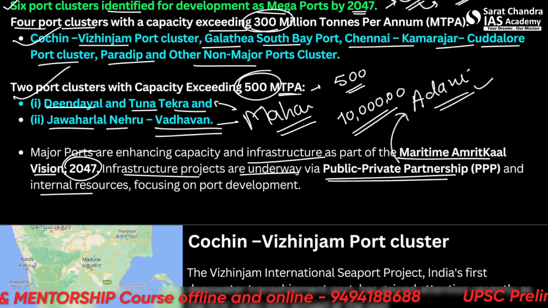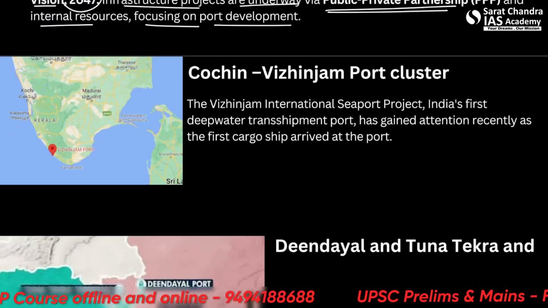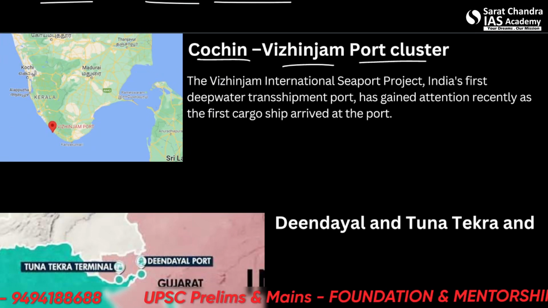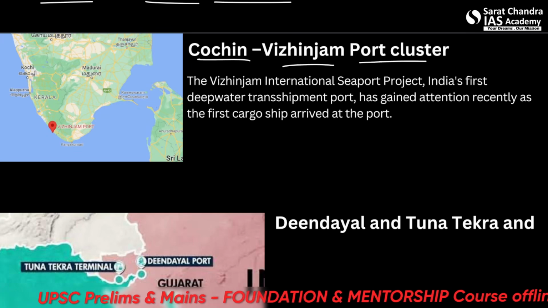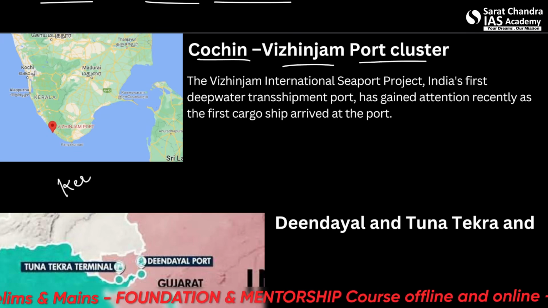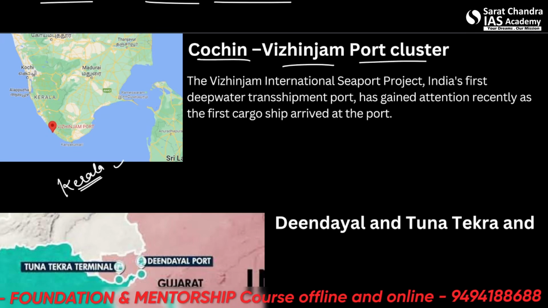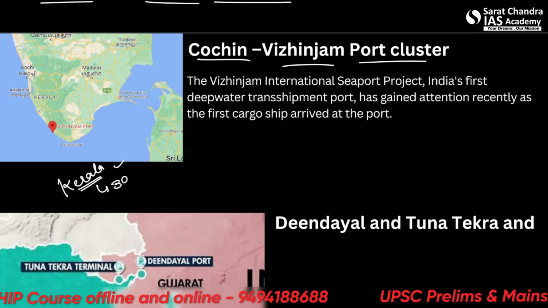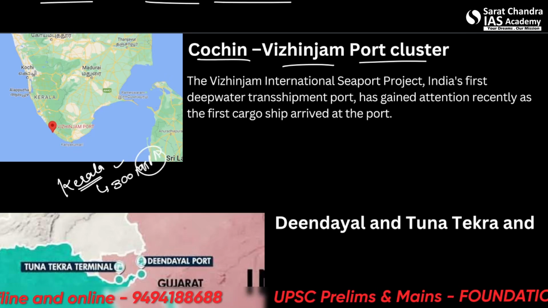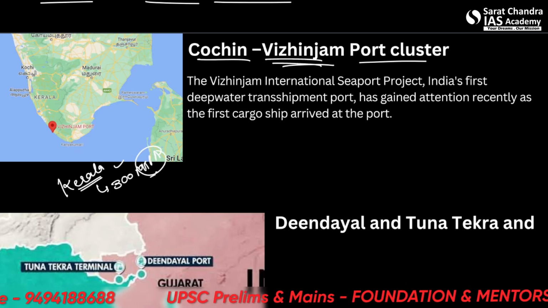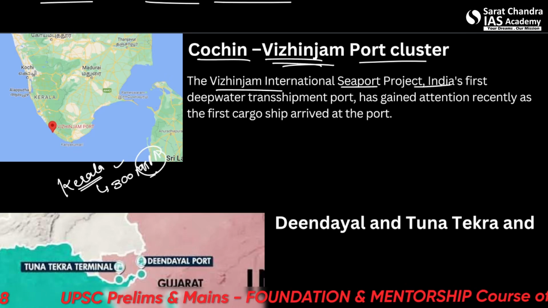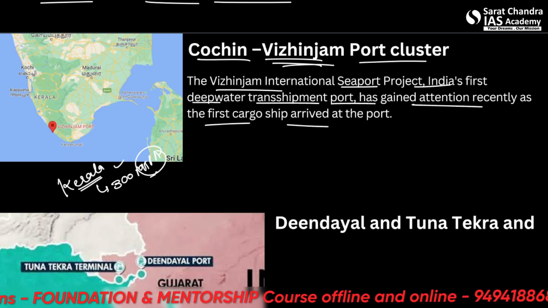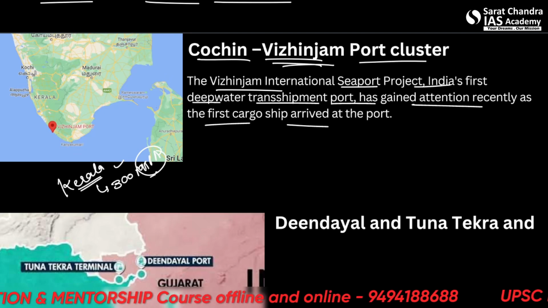Now talking about the internal resources, they are focusing on port development. So the first port system we see here is the Cochin Vizhinjam Port Cluster. Now as we see, it's in Kerala. Cochin is a very famous place in Kerala. So this port cluster has been identified as having, let's say, a carriage capacity exceeding 300 million tons per annum. And there is a second port here, Vizhinjam Port. The Vizhinjam International Seaport Project, which is India's first deep water transshipment port, has gained attention recently as the first cargo ship arrived at the port. So it's also India's first deep water transshipment port.